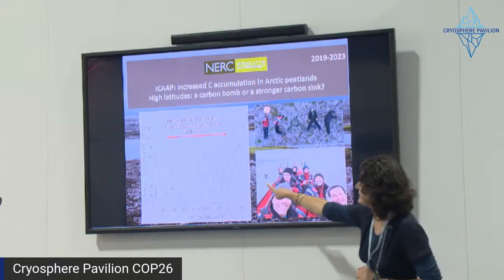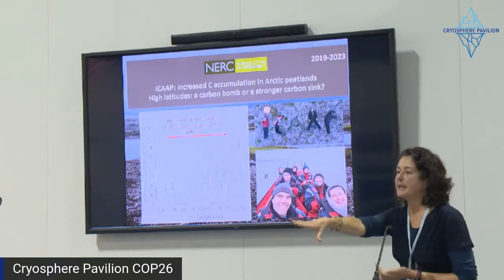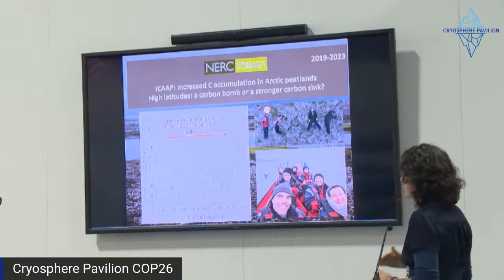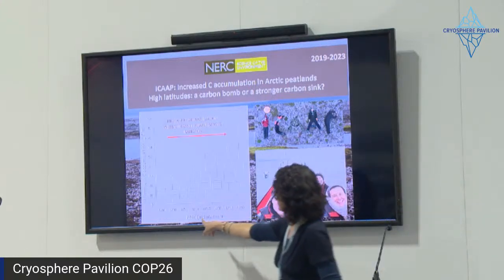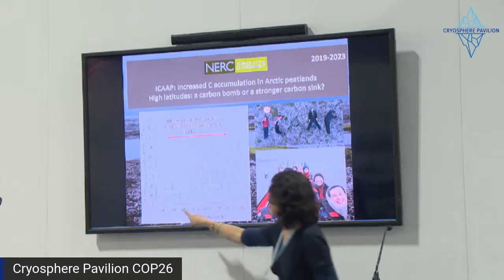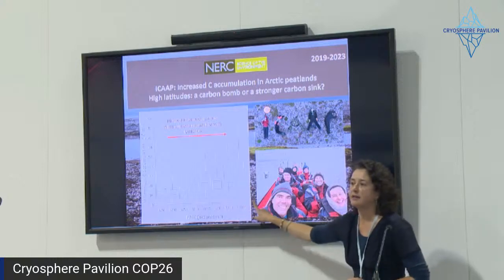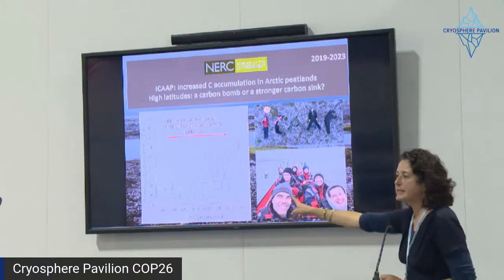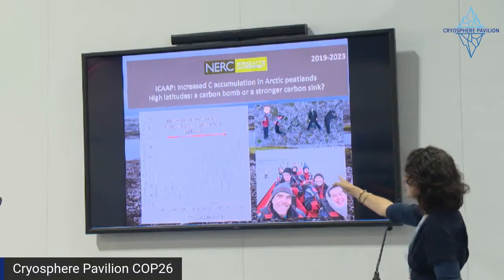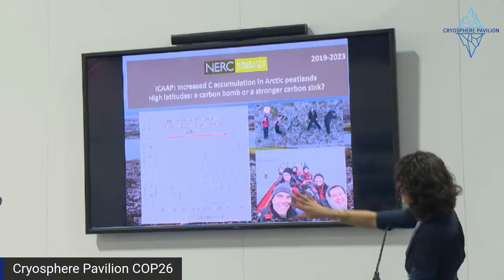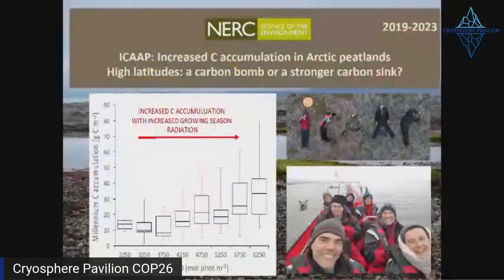And this is data from northern peatlands, so from the peatlands that Gustav has been talking about. And this is photosynthetic active radiation. Basically, this is from colder to warmer climates, from more northern to more southern. This is how much carbon is accumulated in peatlands from the north on the left side to the south on the right-hand side. So basically what we see is an increase in carbon accumulation with increased growing season. This is how much radiation the peatland receives, but it's linked to growing season as well.